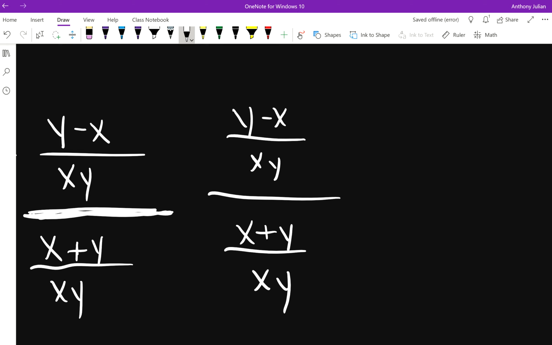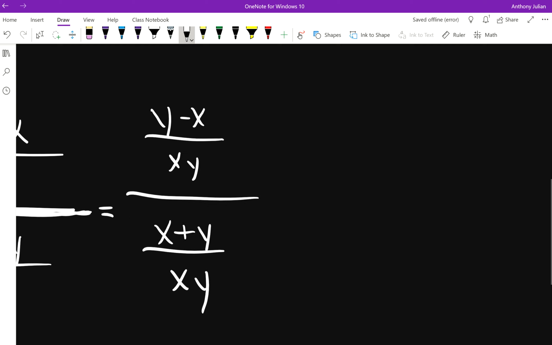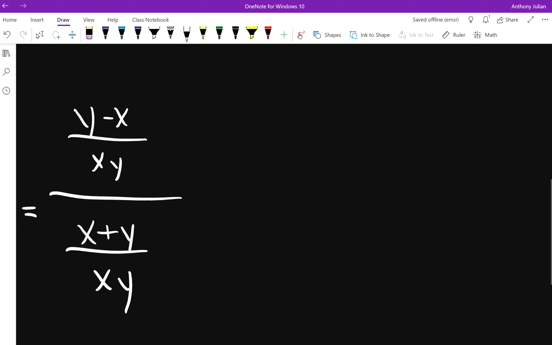Okay, I took an extra step there. I didn't need to do that. Now at this point, I just copied what I had, so that was silly. All right, so now I'm going to do the horizontal way.